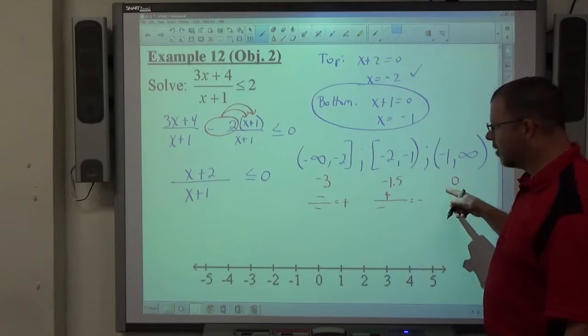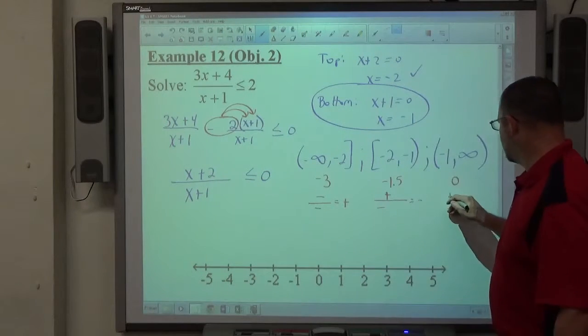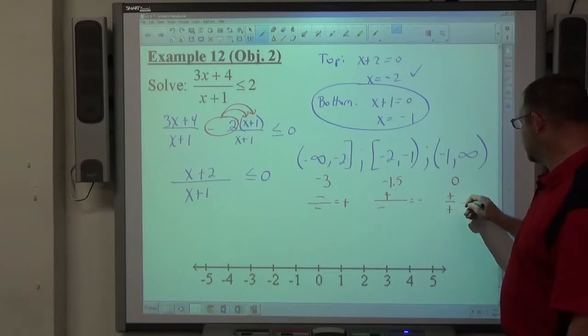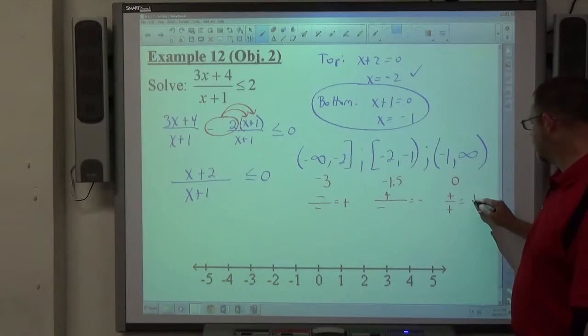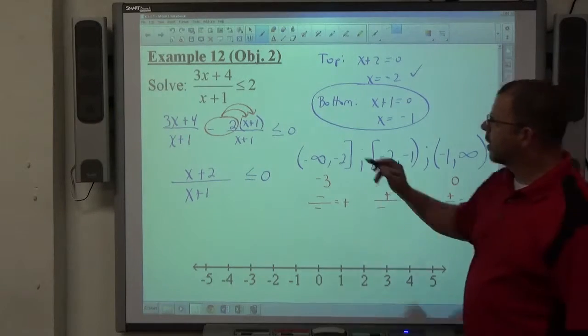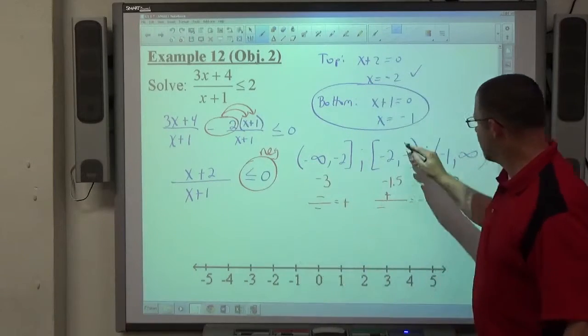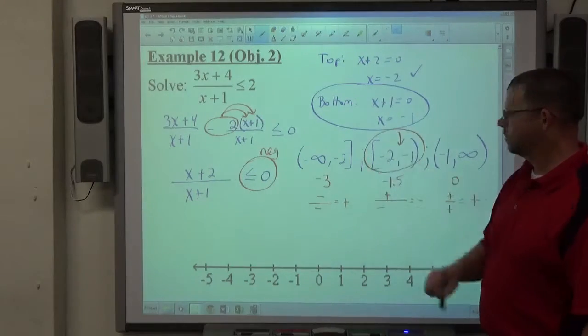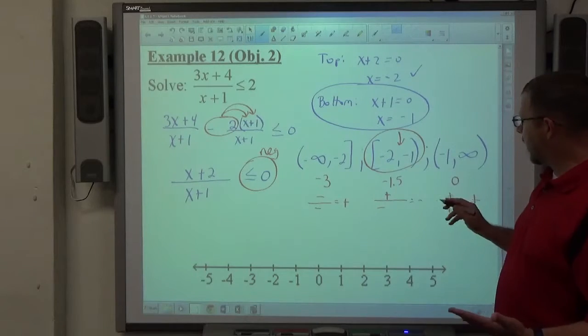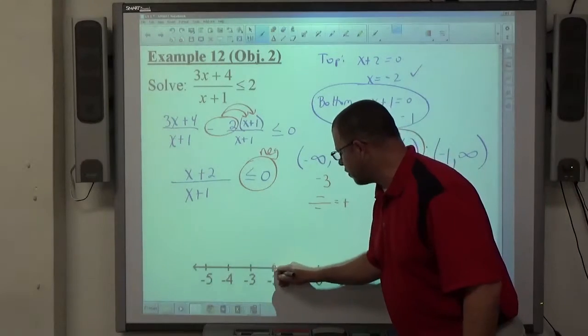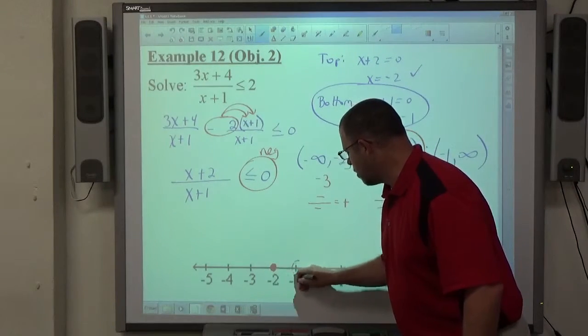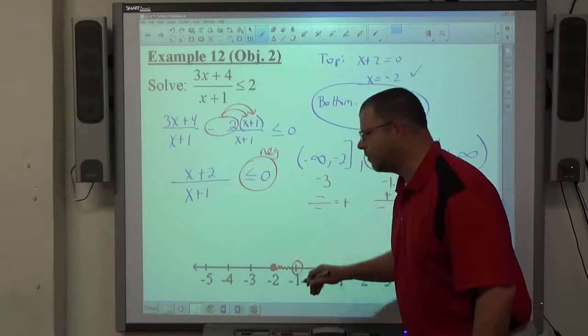And finally for 0, 0 plus 2 is positive 2. 0 plus 1 is positive 1. Positive divided by positive is a positive. We're looking for less than or equal to 0, which is negative again, right? Yep. Which means this is the correct answer. And the correct graph, closed circle on negative 2, open circle on negative 1, shade in between.